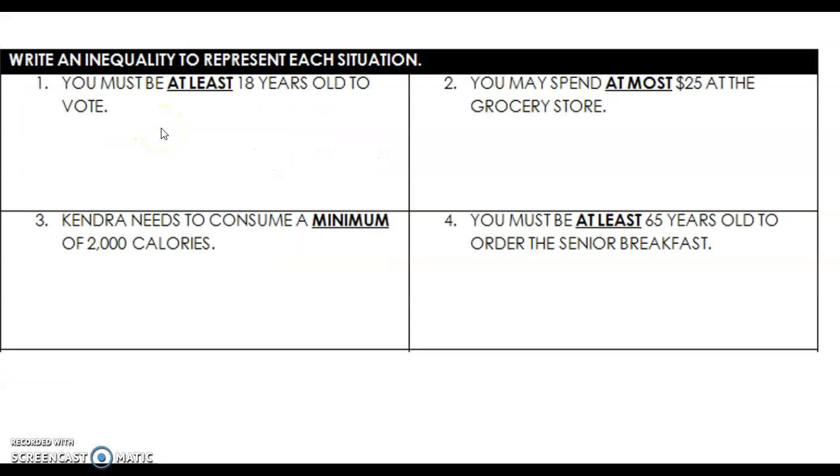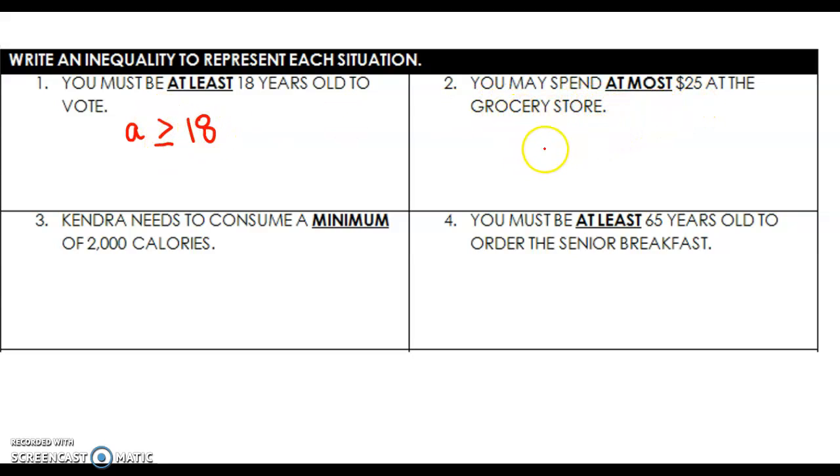Now we want to write an inequality to represent each situation. So you must be at least 18 years old to vote. So we're talking about age here, so I'm going to use A. And if you have to be at least 18 years old, let's think about that in terms of an inequality. Does that mean you can be less than? Does it mean it has to be greater than? Okay, if it's at least, we know you have to be greater than or equal to 18 years old, because you can be 18 years old, but you have to be greater than that. Your age has to be greater or equal to 18.